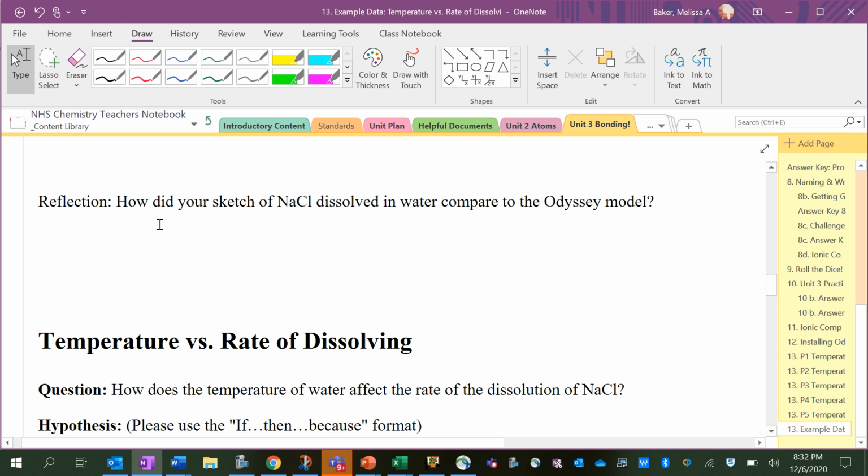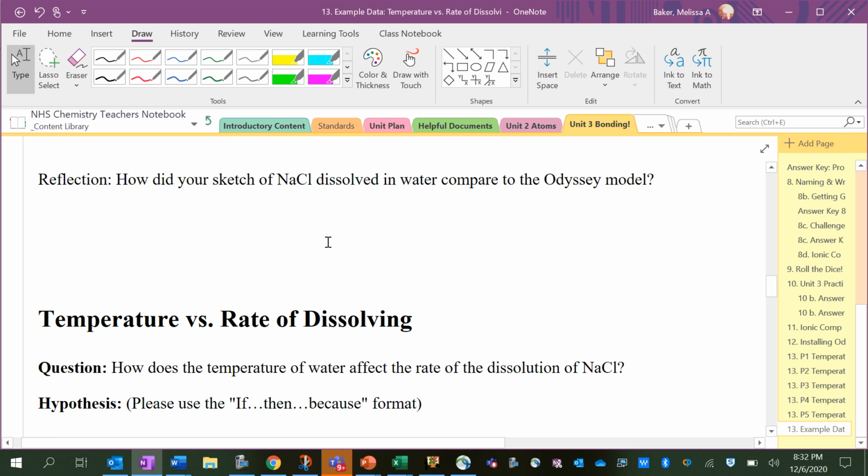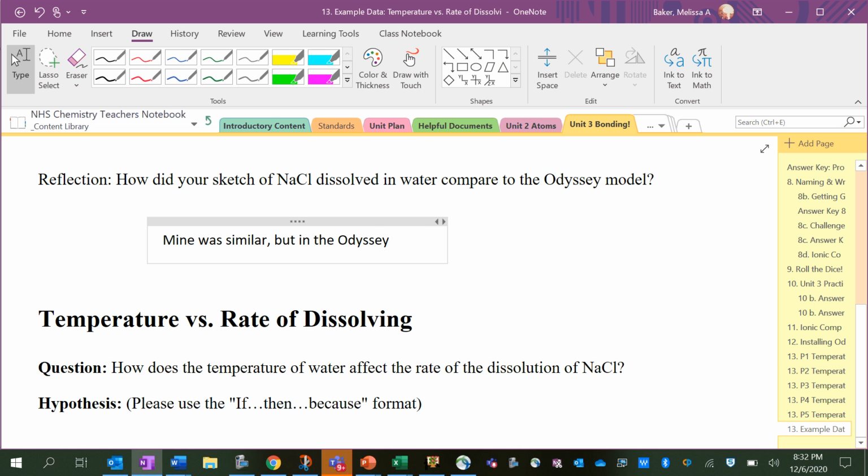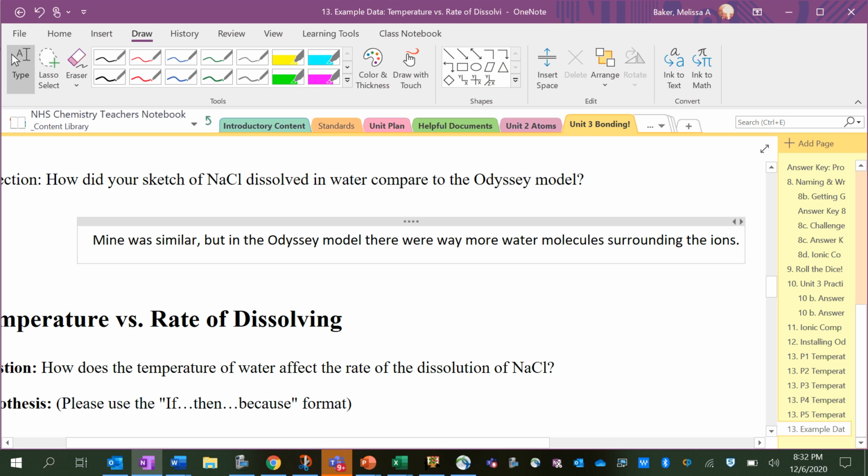And then we're supposed to draw a reflection of how our sketch compared, or a type of reflection. So for mine, really, mine was similar, but in the Odyssey model, there were way more water molecules surrounding the ions.